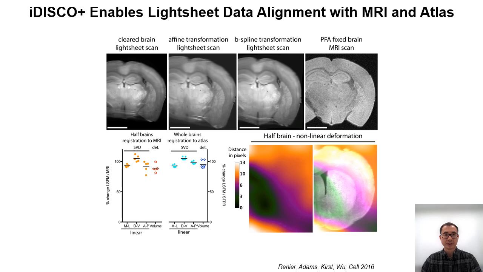A brain image with iDISCO+ is well preserved in its morphology so that the HuMA imaging can be registered back accurately to its original MRI scan or to the standard atlas. This enables us to develop automatic pipeline for brain alignment registration and quantitative analysis, which is critical for handling large datasets generated by the HuMA imaging.